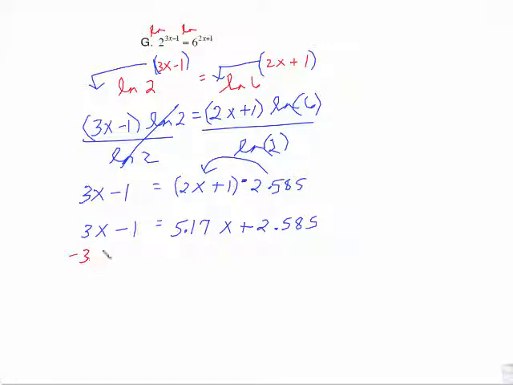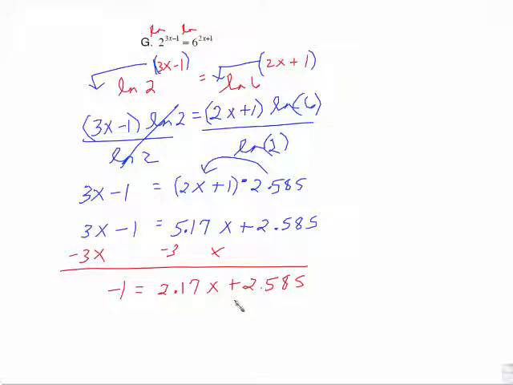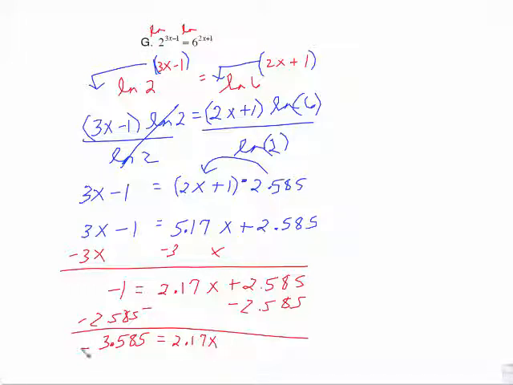I will subtract 3x from both sides, which gives me negative 1 equals 2.17x plus 2.585, and then subtract 2.585 from both sides, and this is negative 3.585 equals 2.17x, and then just divide everything by 2.17, and x is negative 1.652.